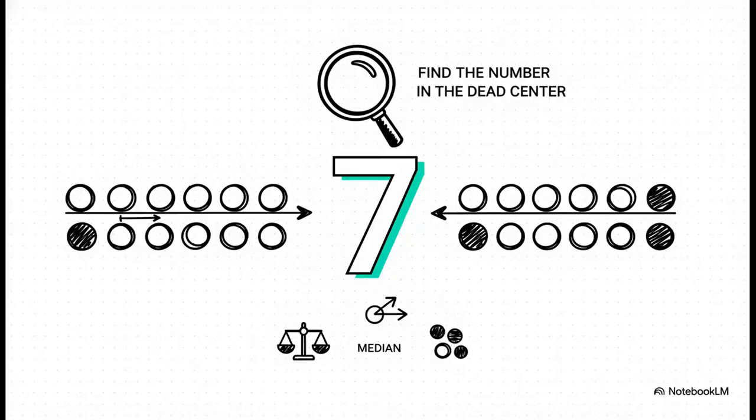We just look for the number in the dead center. Since there are 9 scores, the middle spot is the 5th one in line, which makes our median a 7. And get this, it wouldn't matter if that top score was a 10 or 100 or even a million. The middle number is still 7. That's what makes the median so tough and so reliable.